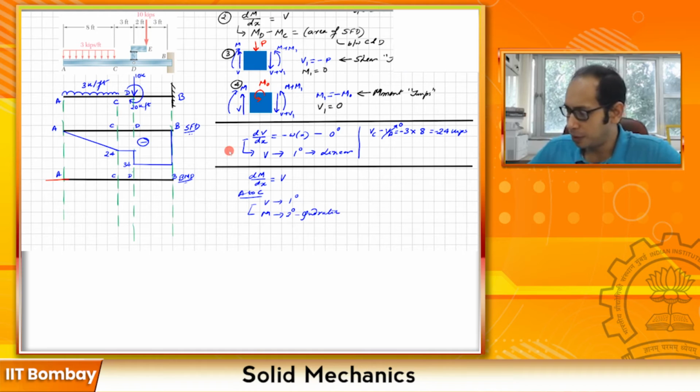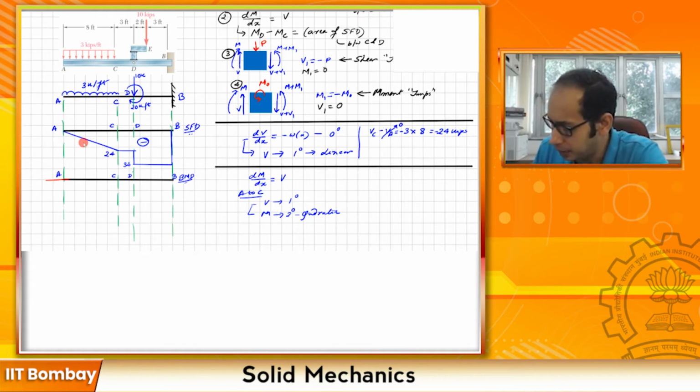So if this is quadratic and I have a 0 slope over here, what is going to be the slope at C? From A to C, the variation is quadratic, with the starting point at A, the slope as 0, and at C, the slope is going to be a negative 24. So it is going to be what kind of a curve? Concave up or concave down? It's going to be a concave up curve.